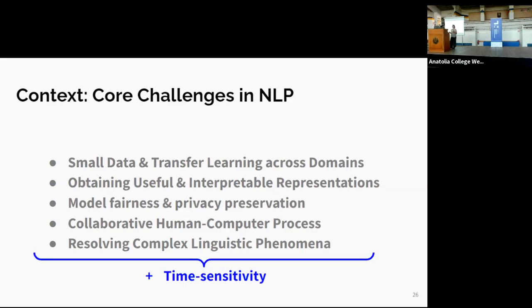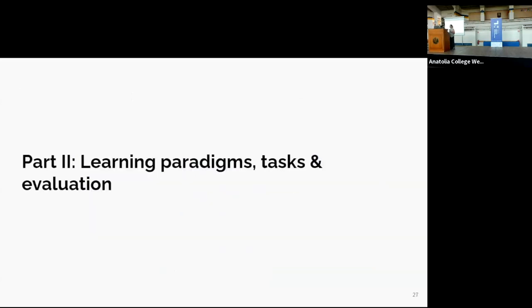And in all of this comes time sensitivity. How do you incorporate temporal information? How do you make sure that your models are robust to changes over time? So this is the introduction.